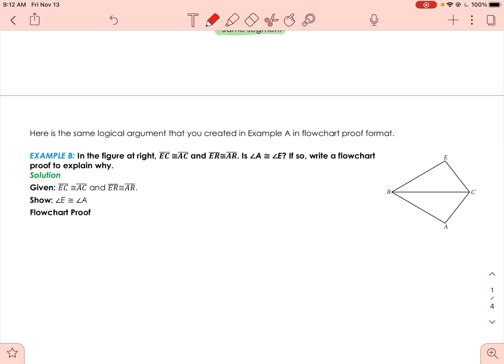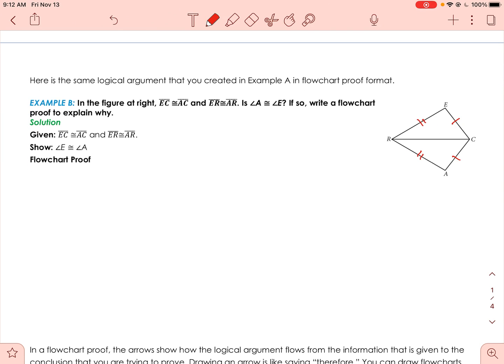Again, we know that EC is congruent to AC. We know that ER is congruent to AR. So a flowchart proof would look like this. We know that AR is congruent to ER. We put that in a box. That's a statement that we are making. How do we know that's true? It is given to us. So we just write given.